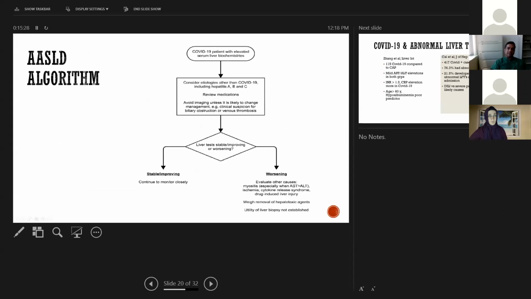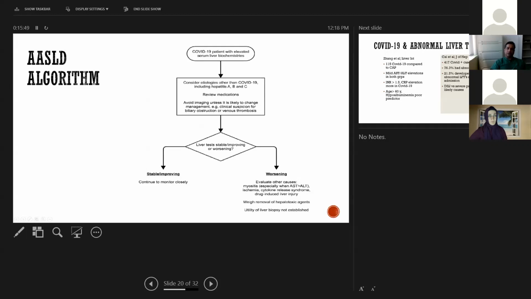Now, the AASLD has published its algorithm. So in a patient with COVID and elevated liver chemistries, like the one in our patient, you need to consider ruling out other etiologies like viral hepatitis. You need to review medications. And again, imaging typically is avoided unless it is going to change management.